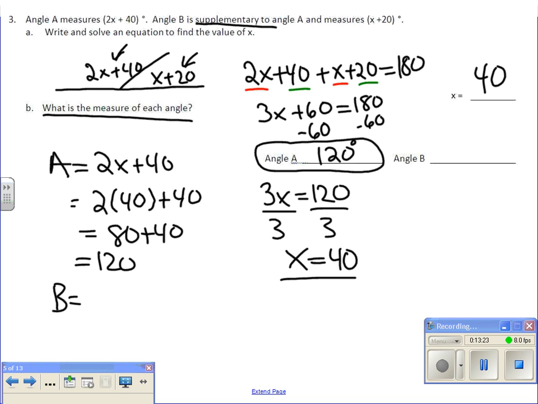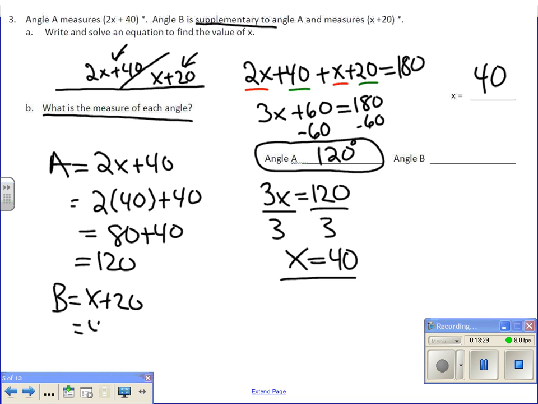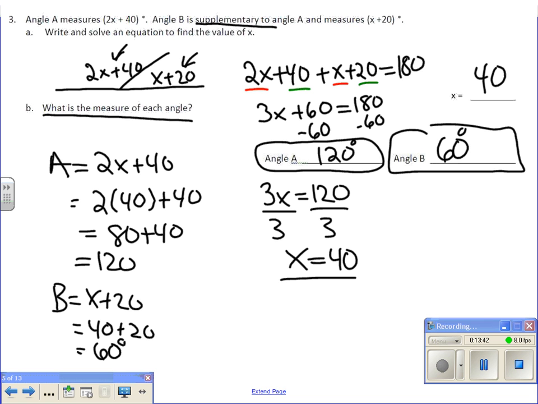We're going to do the same thing for B. So B is x plus 20. Wherever I see an x, I'm going to put 40. So 40 plus 20 is going to end up being 60 degrees. So those are my two angle measurements: 60 degrees and 120 degrees. Just from setting up the equation, all right?